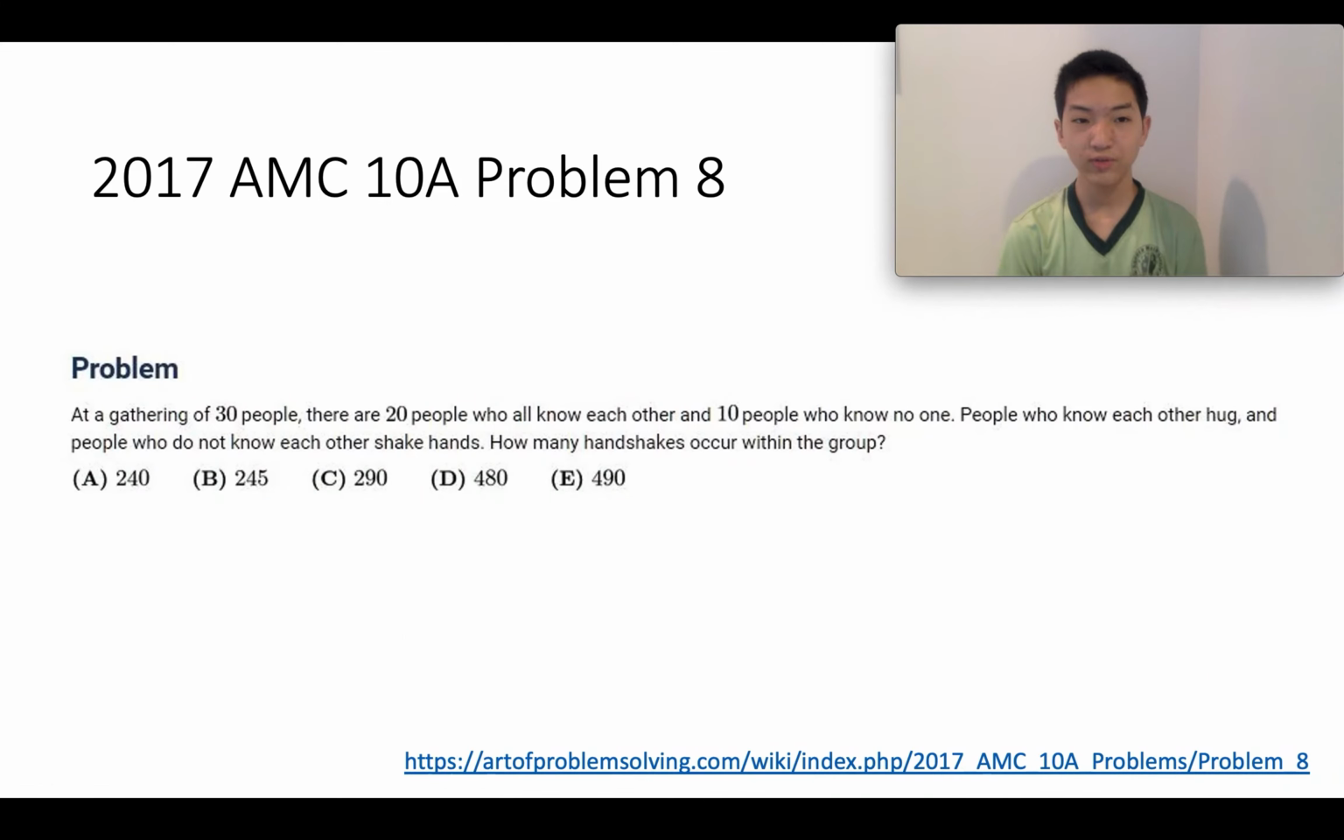So I'll be going over the 2017 AMC 10, problem 8. This problem reads, at a gathering of 30 people, there are 20 people who all know each other and 10 people who know no one. People who know each other hug, and people who do not know each other shake hands. How many handshakes occur within the group?